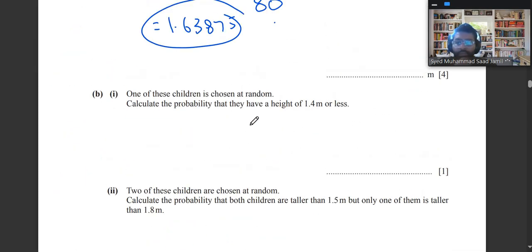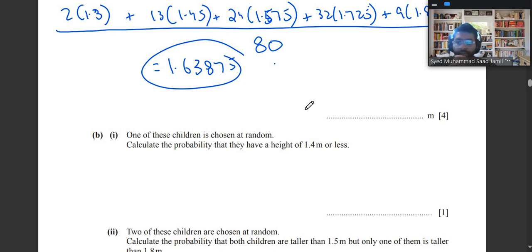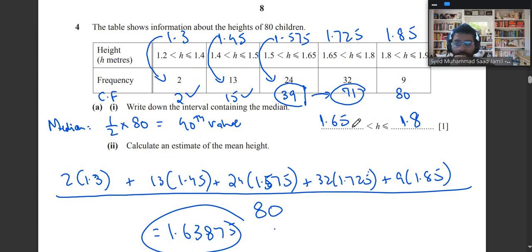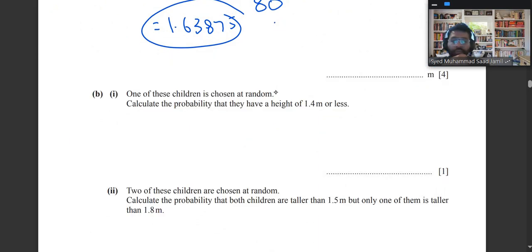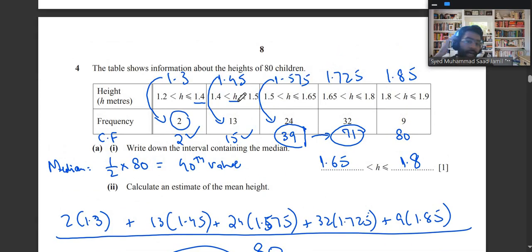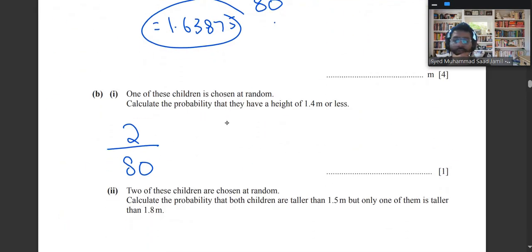Next question says, one of these children is chosen at random. Calculate the probability that they have a height of 1.4 meter or less. So look, guys, there are only 2 students that have a height of 1.4 meter or less. So there are only 2 students out of 80 students. For some of the students that are confused, look over here, height is greater than 1.4. So we cannot include this. So this will become 1 upon 40.